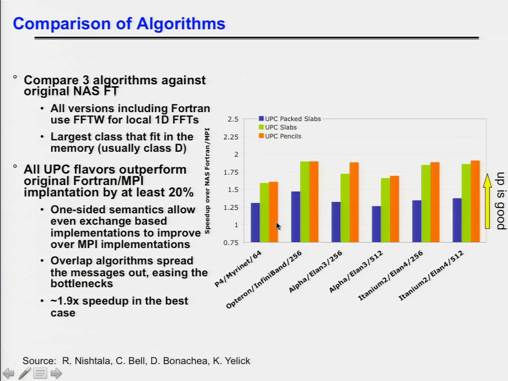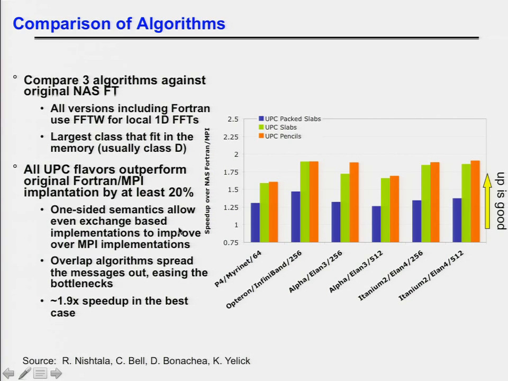That's a good thing. Let me look at these labels correctly. These are all the different UPC versions using different size messages. This is packed slab, the fewest large messages. Green is slabs, so more smaller messages. And finally, the orange is where I send the tiny little pencils, so the most tiny messages. You can see it's monotonically better to send more smaller messages because of the overlap of the computation and the communication. On all of these, you can get a speedup, and there's a factor of 1.9 speedup in the best case versus the MPI code by doing this kind of overlap.